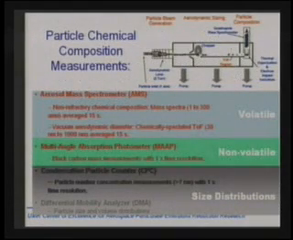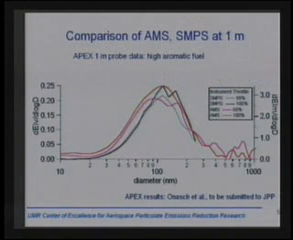What's really important for that, Phil kind of walked through some of the instrumentation. In terms of getting particle composition, we use an aerosol mass spectrometer, which does both sizing and particle composition on the same set of particles simultaneously. So we won't talk about the instruments too much. This is looking at 1 meter, comparing an AMS to an SMPS, or a particle size distribution measurement.